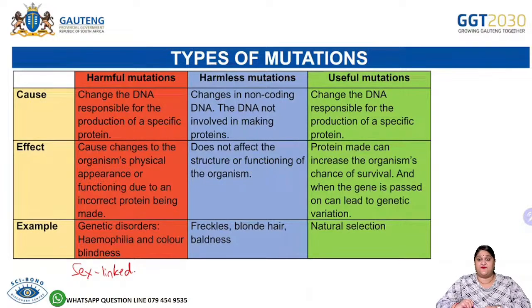Useful mutations are, for example, natural selection. You don't know much about natural selection yet. We are going to do it in term 3, when we do evolution. I just want to put it in here, but we can still explain it here.